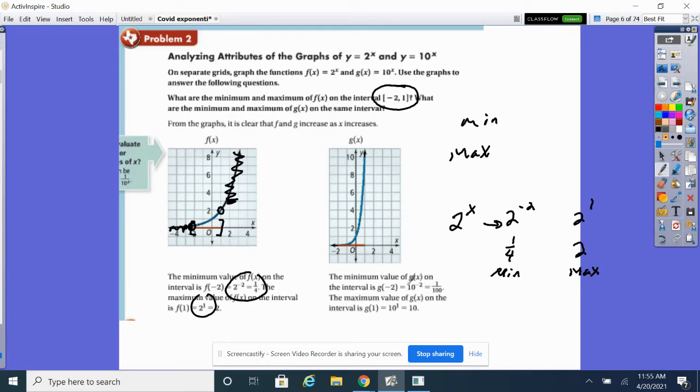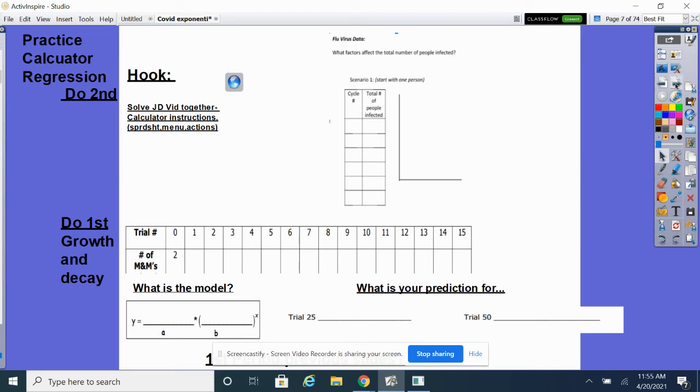Same thing for 10 to the x. They plugged in -2. They got 1/100. So there's the min for that one. That's the lowest point. And then if you plug in 10 to the 1 power, that's 10. So there's the max within that interval. That's all that means. We'll talk more about that if we need it.